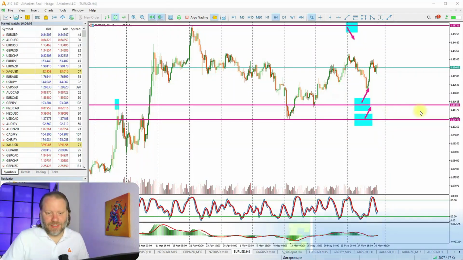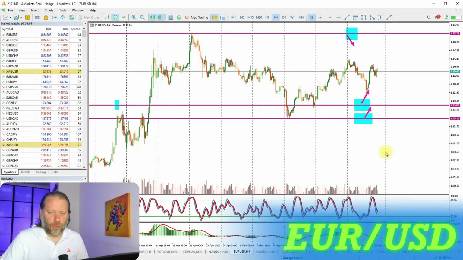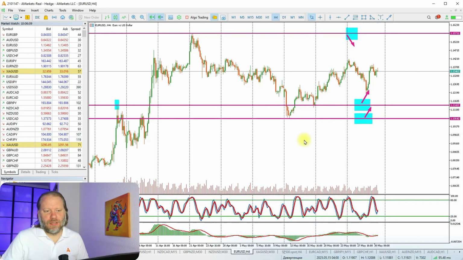We will also discuss on which currency pair my trading robot makes the best money. So let's get started. Let's start the analysis with the euro-dollar. This is the most popular currency pair, and here we need to find support lines and resistance lines in order to determine entry points.